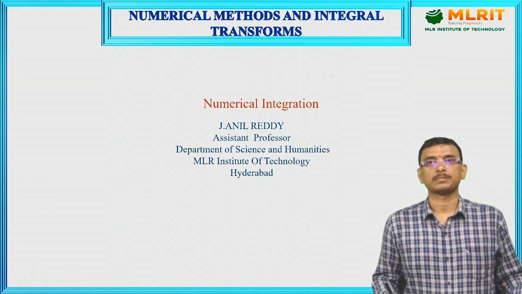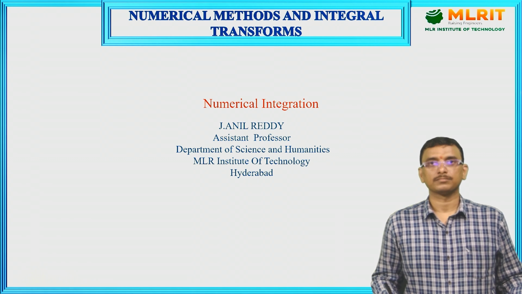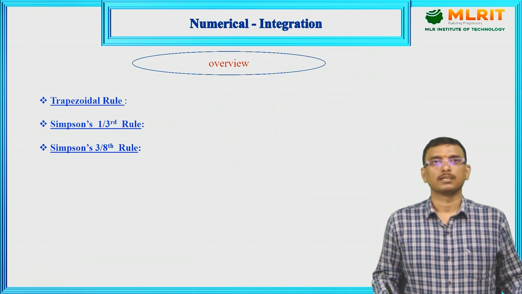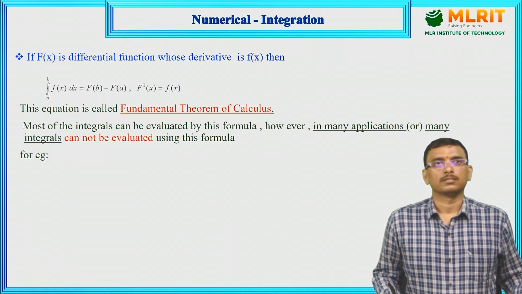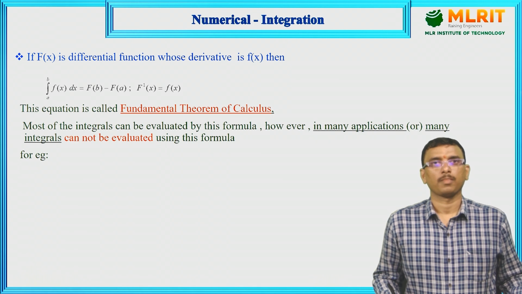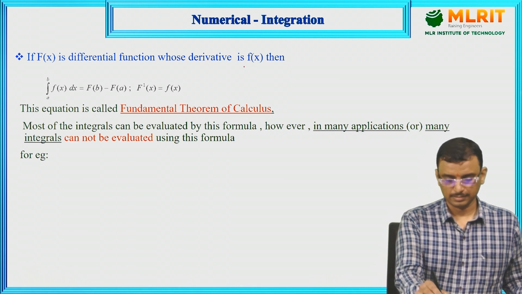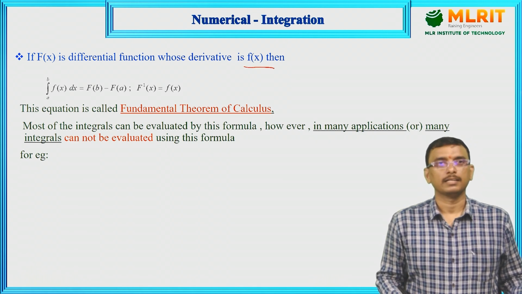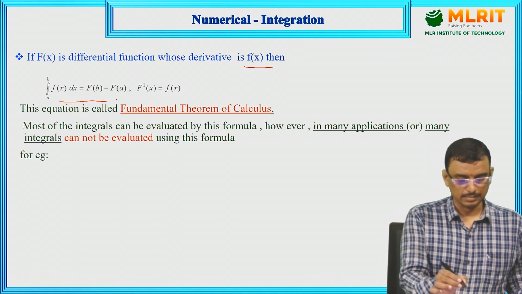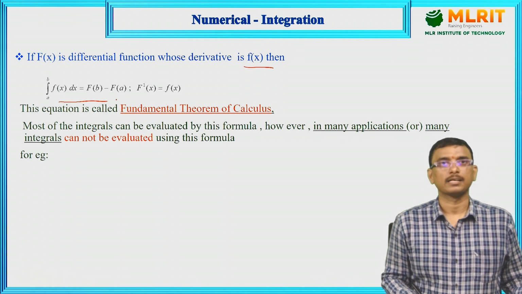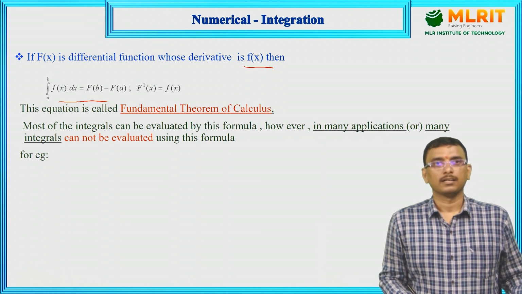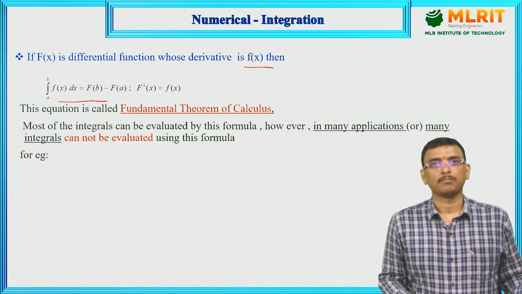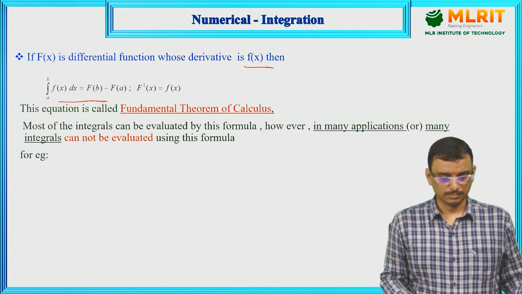Today I am going to explain numerical integration. There are several methods in numerical integration: trapezoidal rule, Simpson's 1/3 rule, Simpson's 3/8 rule. If F of x is a differentiable function whose derivative is f of x, then integral a to b f of x dx is equal to F of b minus F of a. This is called the fundamental theorem of calculus. Most integrals can be evaluated using this formula.